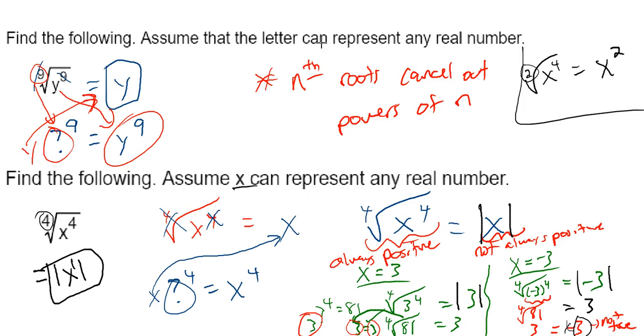Here, it says assume the letter can represent any real number, but absolute value still wasn't necessary for this answer. So don't just automatically put an absolute value when you see that, but think about whether it should be applied or not. And like I said, the easiest way I think to tell is: is it an odd root or is it an even root? If it's an odd root, no absolute value. If it's an even root, then yes, you should put an absolute value.